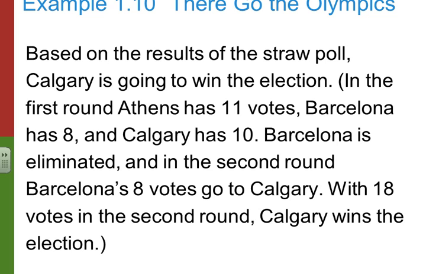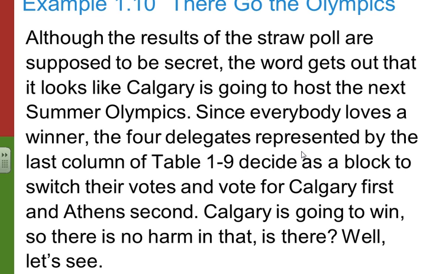In the first round, Athens has 11 votes, Barcelona has 8, Calgary 10. Barcelona is eliminated. In the second round, the 8 votes go to Calgary with 18 votes. In the second round, Calgary wins. Okay, well, we can handle that.